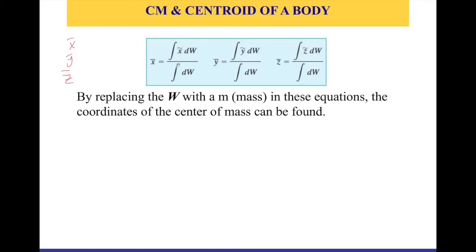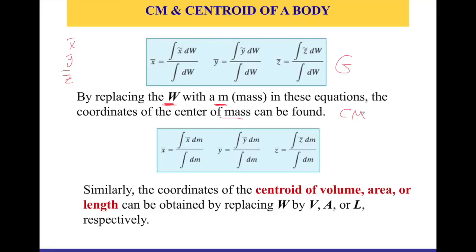Instead, we're going to replace W, which is the weight, now with the mass, with M, in these equations. So those are the equations for the weight. This is the center of gravity, it's G, and we need to find the center of mass now, which is Cm, right? Center of mass. So what we do is we replace every W with a mass, with M, and this is what you end up with. So those are the three equations that can help us to identify x bar, y bar, and z bar.